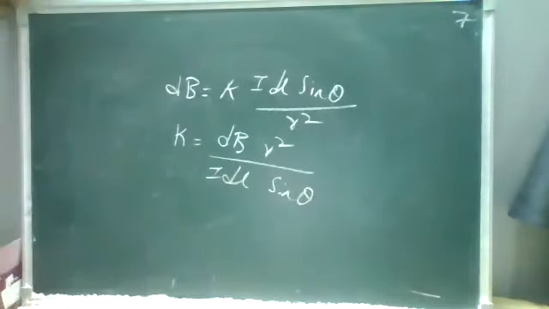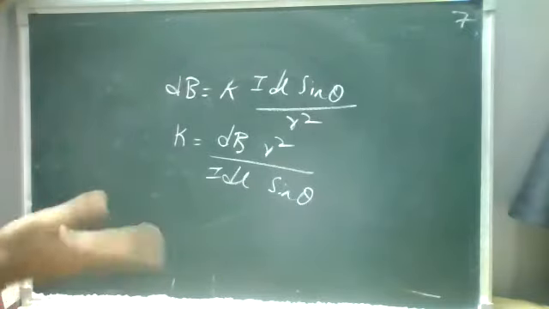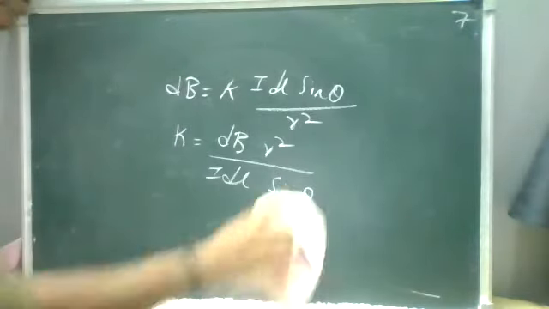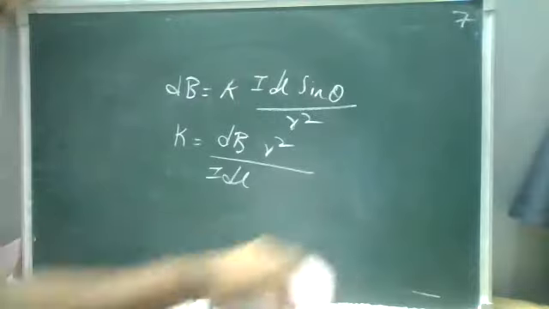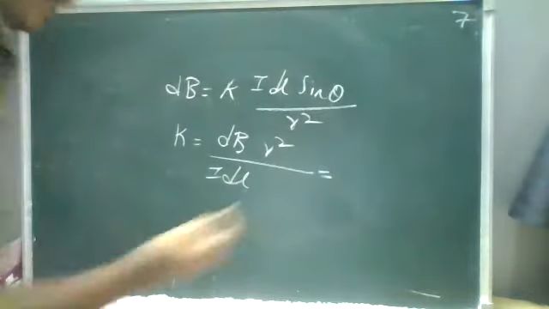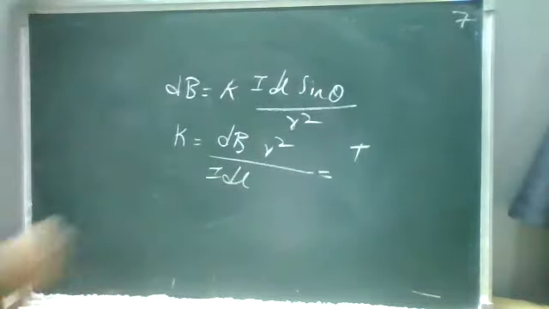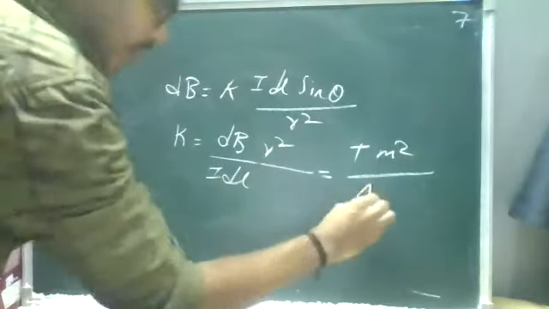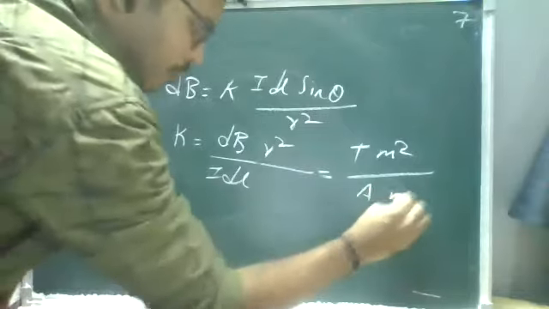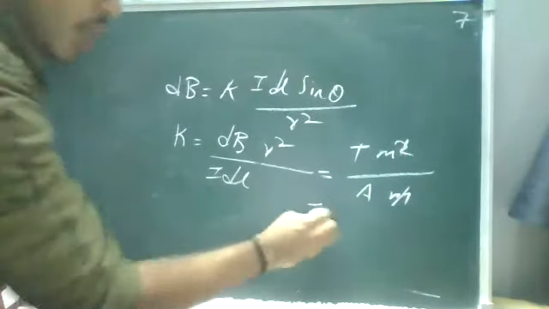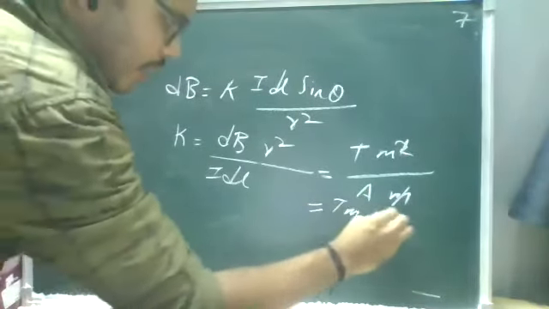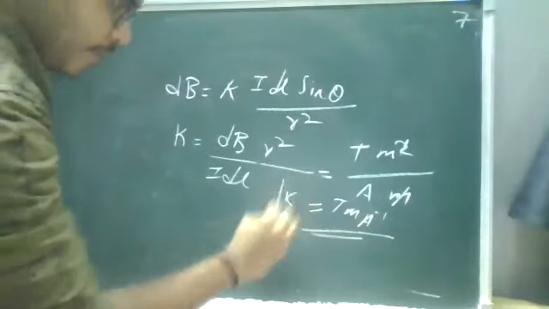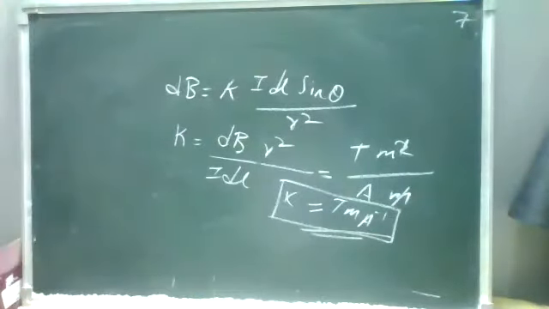As usual, sin theta, when theta is nothing but your radians, functions have no units. Now dB is the magnetic field, whose unit is Tesla. Distance is meter square, current is ampere, and change in length is meter. So meter square will get cancelled. So Tesla meter ampere inverse is the unit for K.